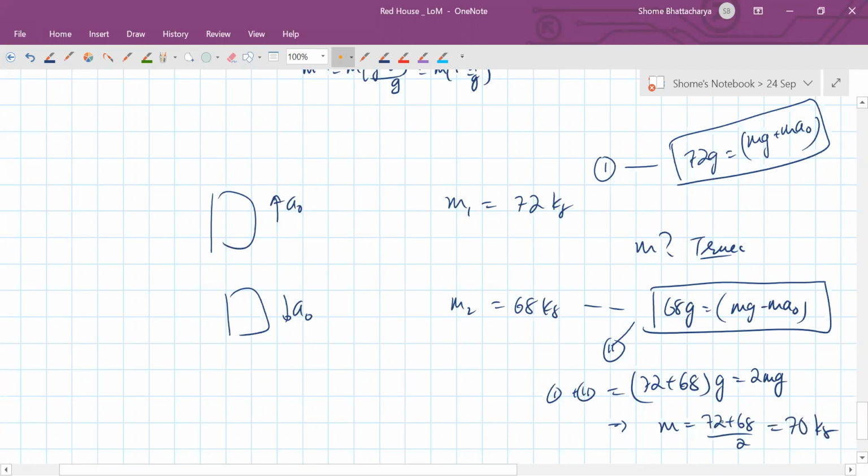Sorry, in the question it was 72 and 60, but anyhow, you'll have to take the average of 72 and 60, so that will become 66 kg. And then you can substitute that 66 back in this equation or this equation and you'll get the acceleration of the lift.